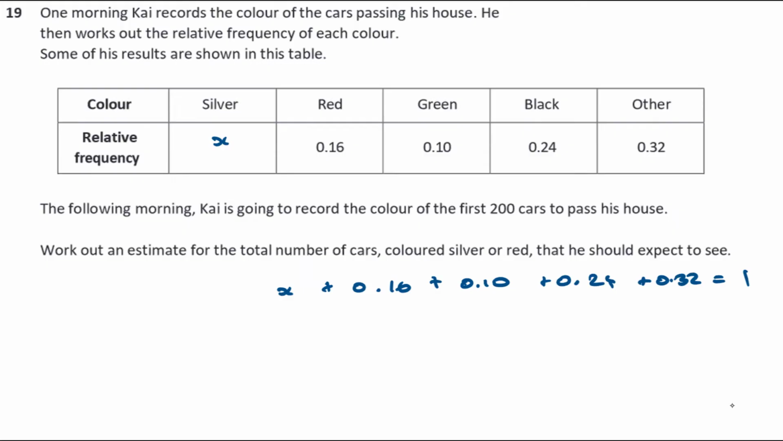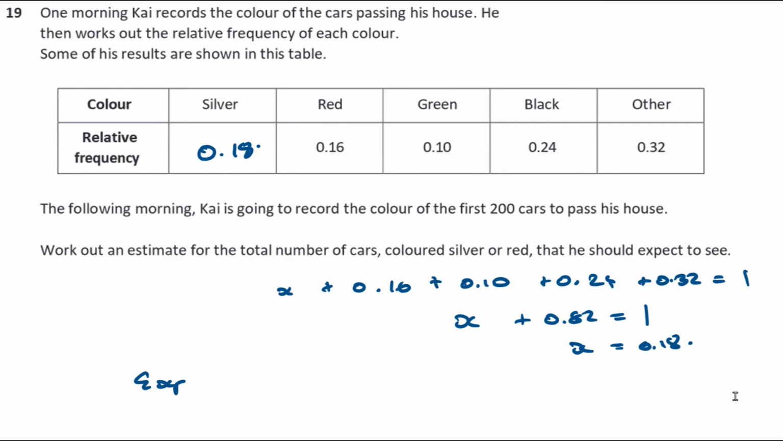0.16 plus 0.1 plus 0.24 plus 0.32, that comes to 0.82. So I've got x plus 0.82, and that's equal to 1. So taking 0.82 away from both sides, that's going to tell me that x is going to be 0.18 then, isn't it? So that value there then, 0.18.